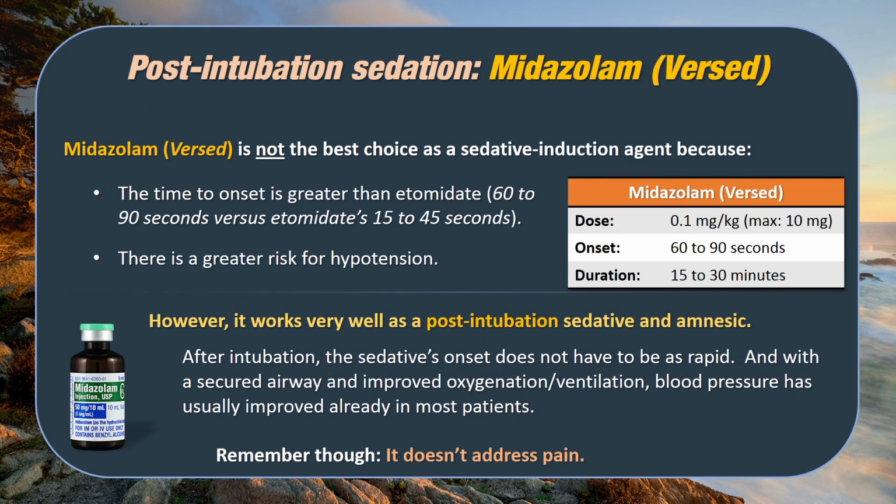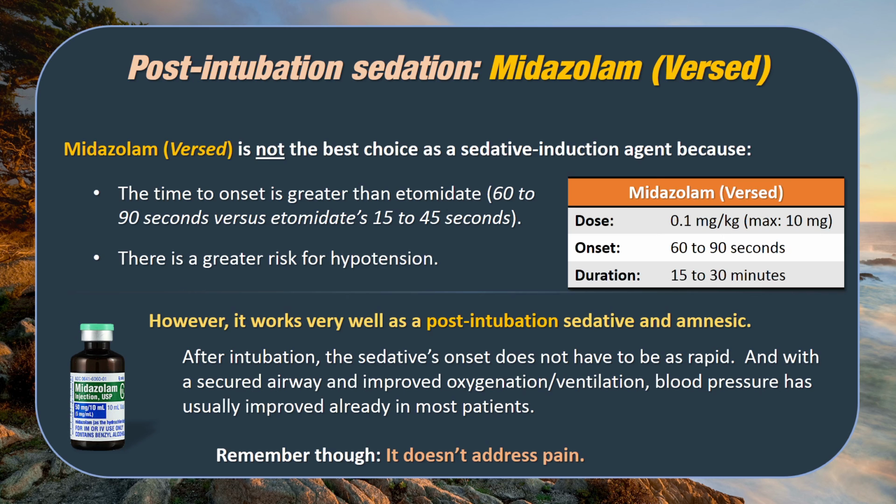For many years, we used Versed as an induction agent to initially start the RSI process, and we've determined that this is not the best drug. Some of the reasons for that is it has a longer onset time, where etomidate has about 15 to 45 seconds. The Versed is about 60 to 90 seconds. It also has a greater risk of hypotension. However, it works very well on the post-sedation side to where we make the patient sedated to where they're comfortable.